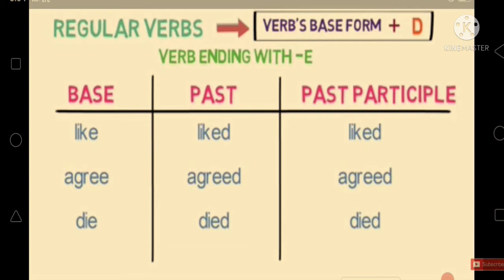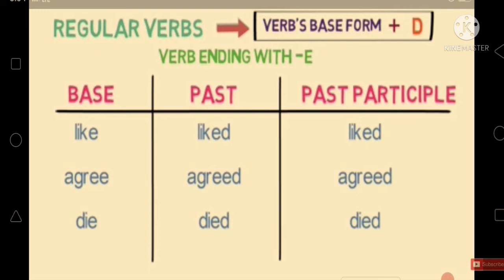Therefore, in order to have the past form of the verb we need to add only d to the base form: like, liked, liked. In the past participle also we add only d. Agree, again the verb is ending with e, so to have the past and past participle we only add d at the end of the verb: agreed, agreed. And die, again the verb ends with e, so we add only d to have the past and also the past participle.